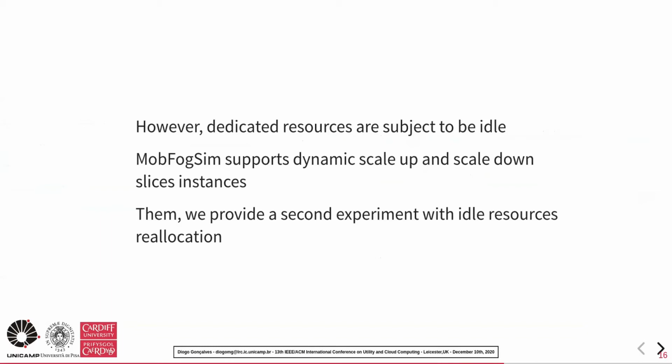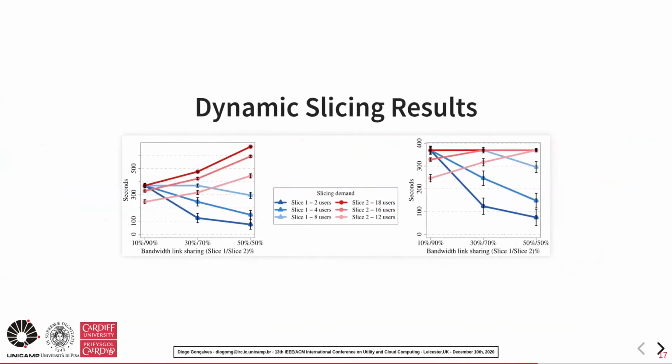However, network slices can scale up or scale down on demand. And our simulator has the capability to support the reallocation of network resources along with the simulation. Based on that, we provide a second experiment with idle resource reallocation. In this second experiment, once one of the slices finishes its migration requests, its idle resources are reallocated to other slices to boost their migration process.